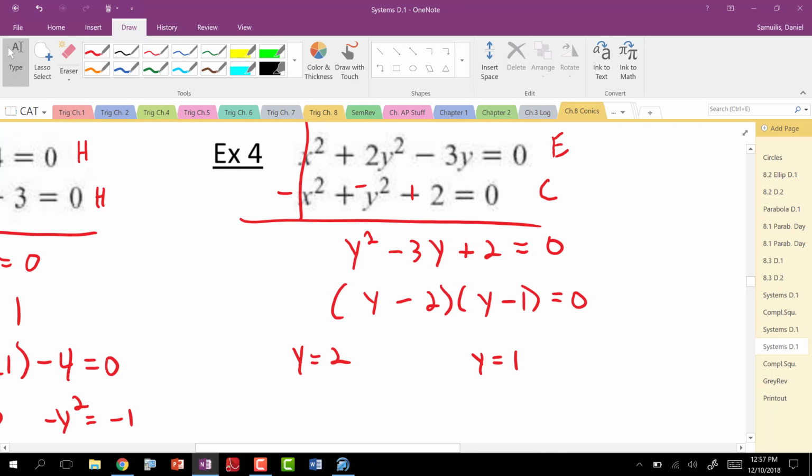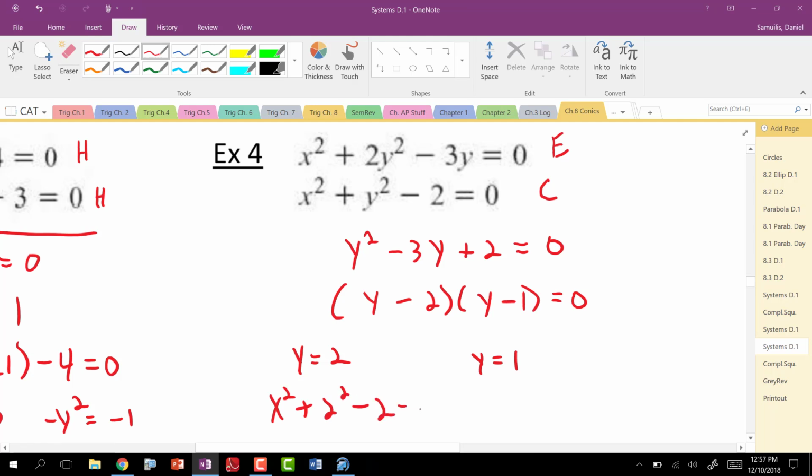Okay, now I'm going to go back to the original, without the negative thrown through. And the bottom one seems a little bit less involved, so I'm going to do x squared plus 2 squared minus 2 equals 0. Now I'm going to plug this in, and then I can move this down and work on evaluating.